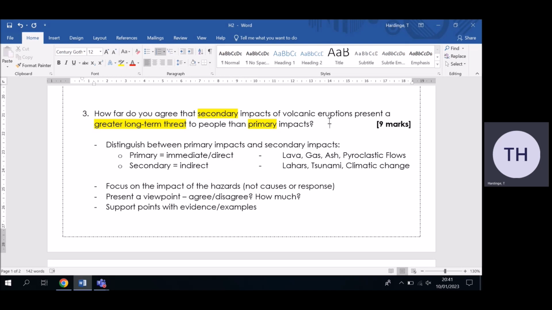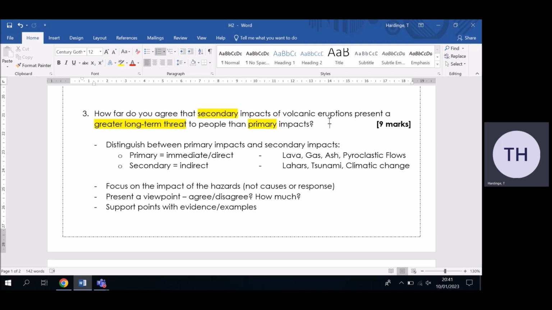And just to be clear about this, primary impacts are things that are immediate or directly resulting from an eruption. Lava flows, gases that are released, ash and tephra, pyroclastic material, all of those things are primary impacts. Secondary impacts are indirect. They are the result of primary impacts. So things like lahars, tsunami, climate changes, all of those things would be knock-on effects. They would be indirect. And what you have to do is make a judgment either way about which of those you think has a greater long-term threat to people.